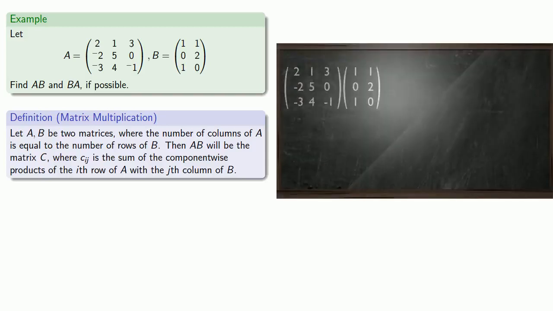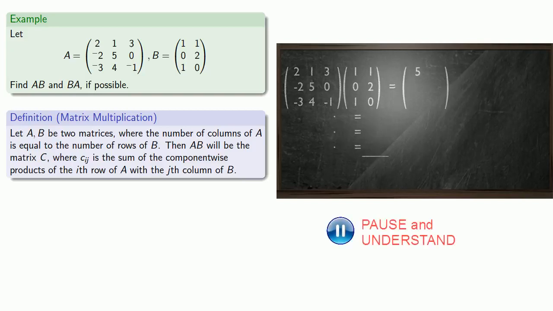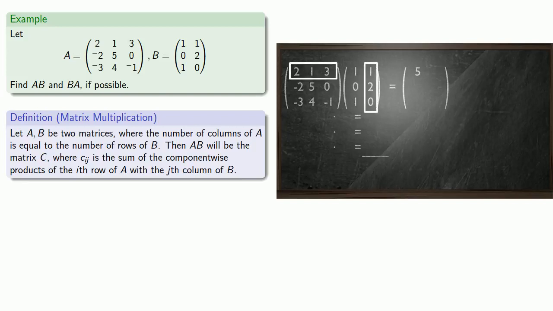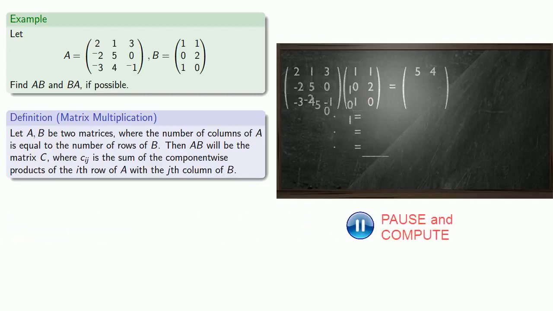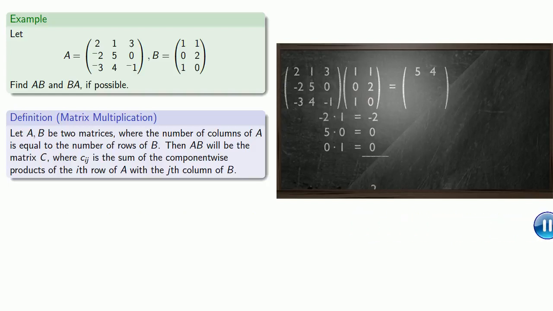So the first row of A times the first column of B will give us the entry in the first row, first column of the product. So we'll form the component-wise products, sum them, and that gives us our first entry, 5. We'll take the first row of A times the second column of B, find the component-wise products, and sum them, and that gives us our first row, second column entry. The second row of A times the first column of B will give us the entry in the second row, first column.